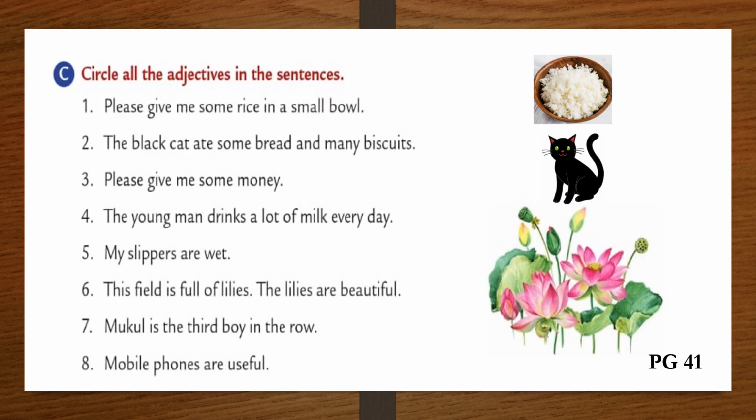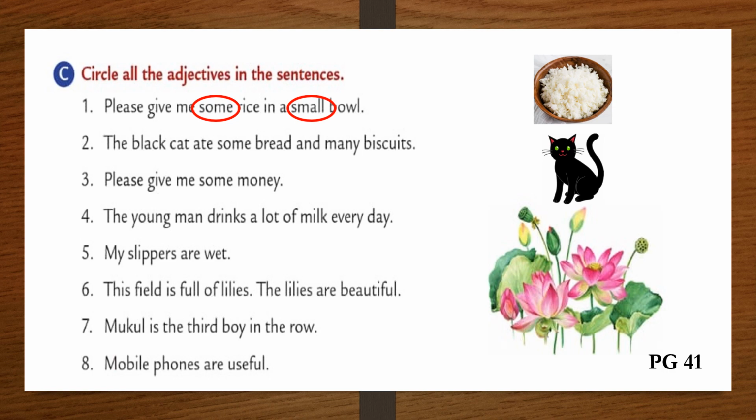Now let us do this book exercise from your Collins Grammar book, page number 41, question number C. Circle all the adjectives in the sentences. Okay? Question number 1. Please give me some rice in a small bowl. Now you know the method. First find nouns, rice and bowl. Now what describes rice? Some. Correct. And bowl? Small. Correct. So circle some and small. These are adjectives.